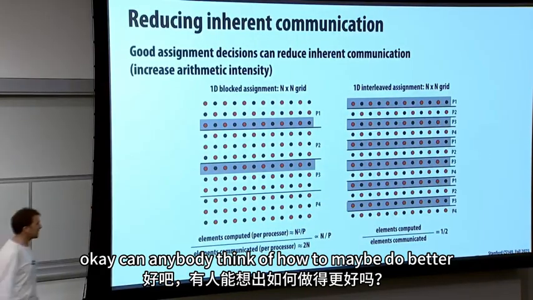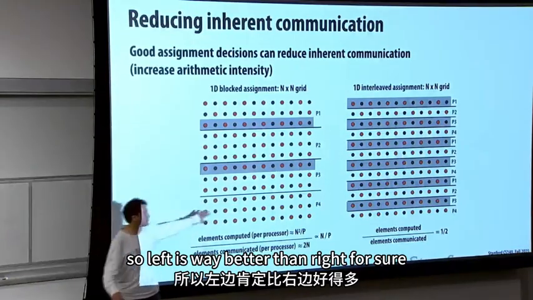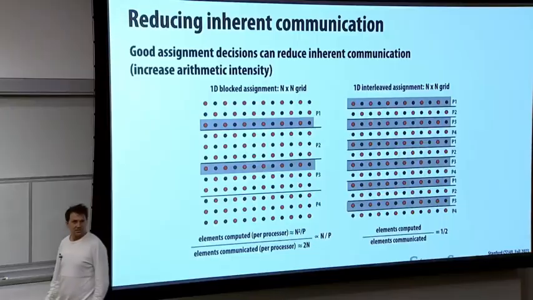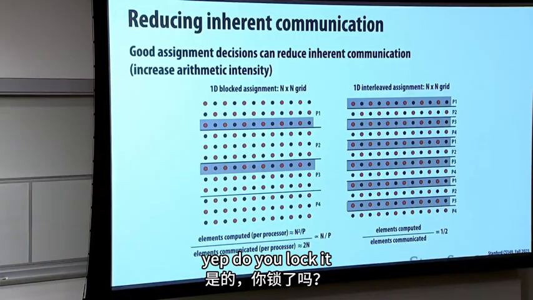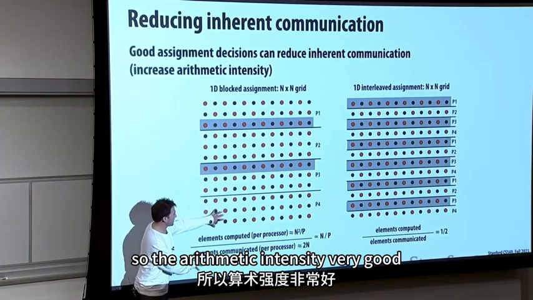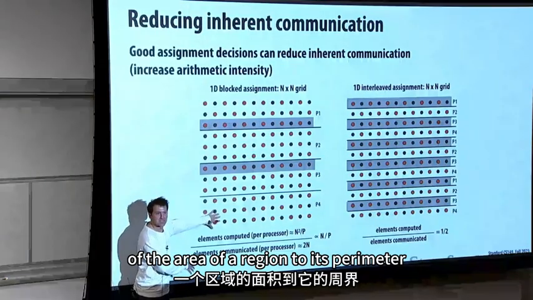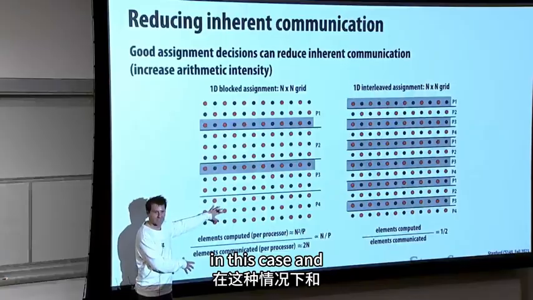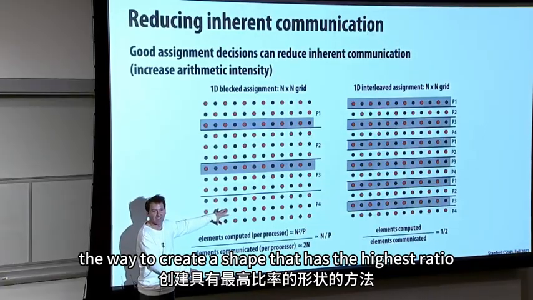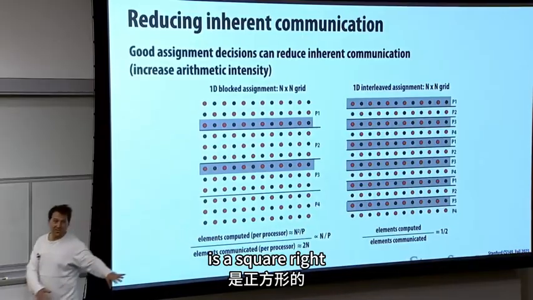Okay, can anybody think of how to maybe do better? So left is way better than right, for sure. Can you do better than the left? Yep. If you block it. So the arithmetic intensity, very good, is basically the ratio of the area of a region to its perimeter, in this case. And the way to create a shape that has the highest ratio of area to perimeter is what? A square, right?